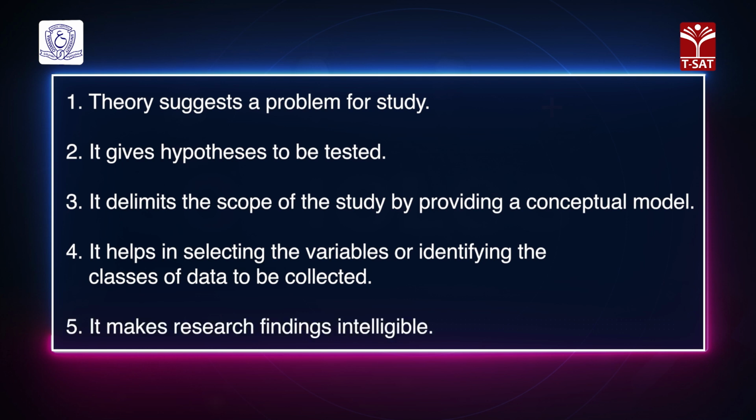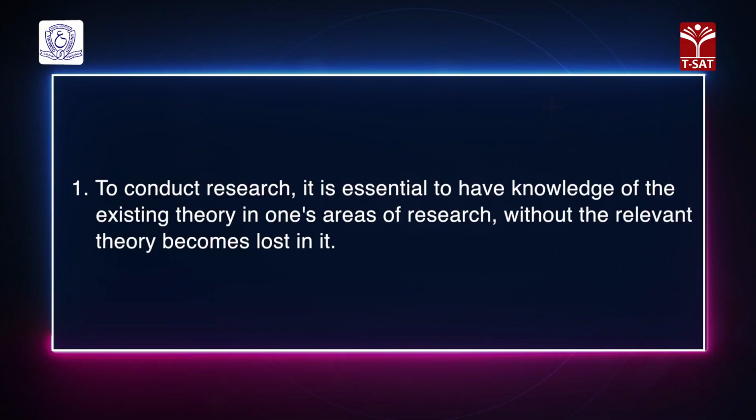6. It makes research findings intelligible. The research findings are used to formulate new theoretical propositions or to test an existing theory. Hence, there are many ways in which theory is used in research. Some general principles are: 1. To conduct research, it is essential to have knowledge of the existing theory in one's area of research. Without it, the relevant theory becomes lost.